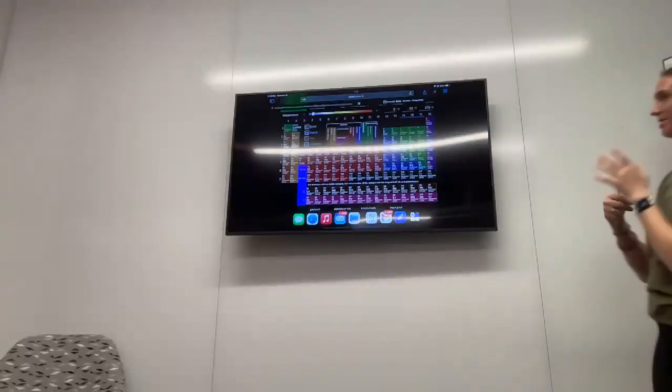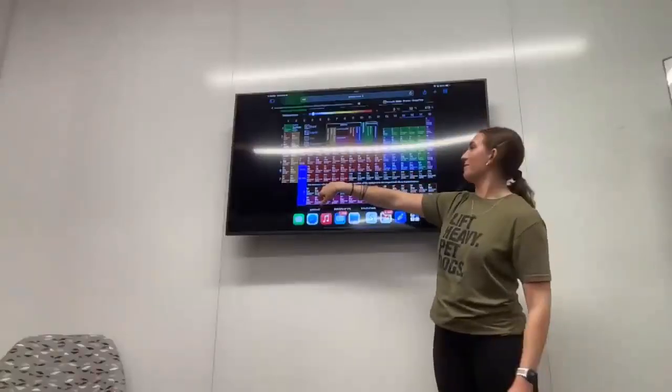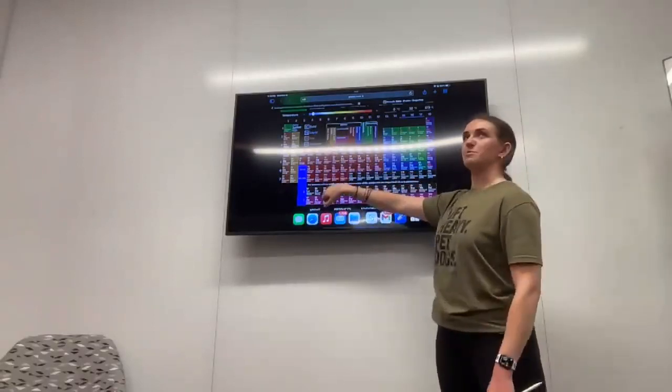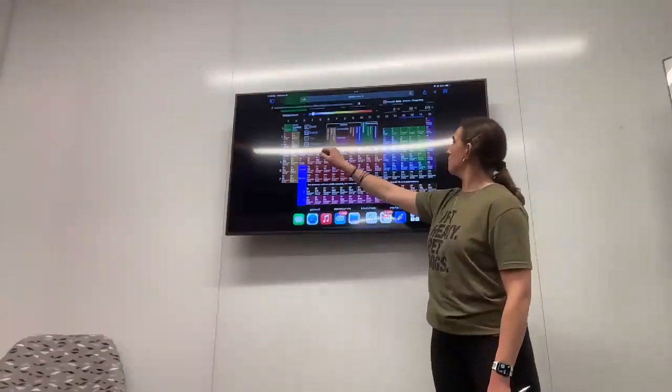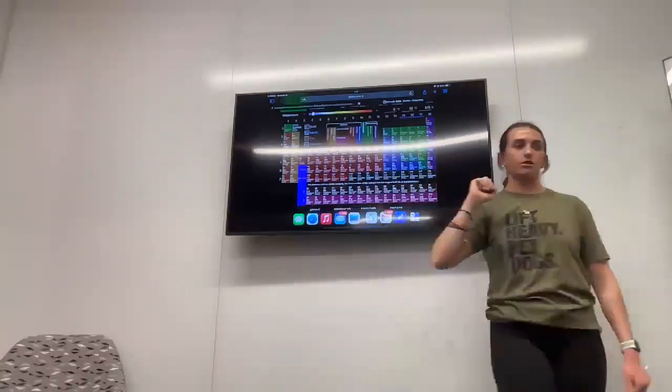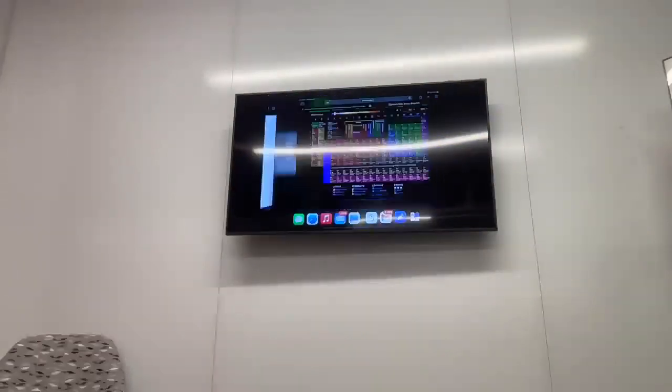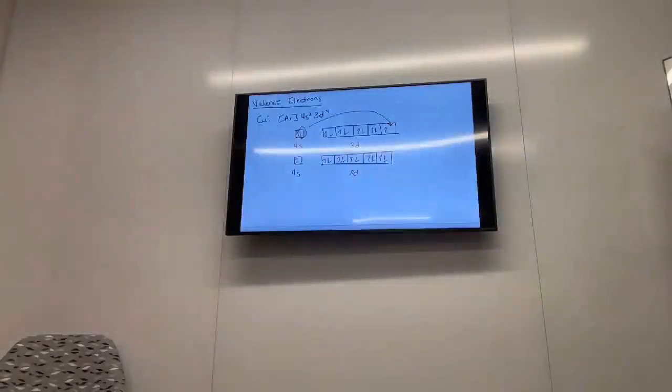I'm just gonna tell you, it's gonna be chromium's row. Okay, and we'll talk about why. I couldn't figure out a way to phrase that to get you there. So chromium's row is the other one. Okay, for chromium, what's going to be its electron configuration? 4S2, 3D4. Perfect, right? So we would say for chromium, we're gonna have argon and then 4S2, 3D4.